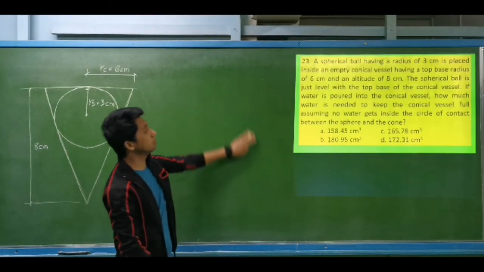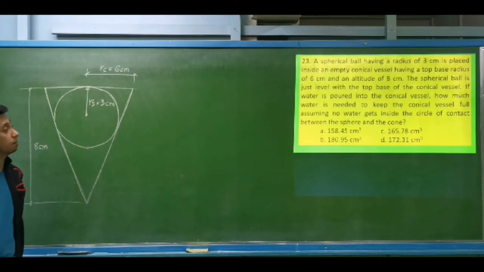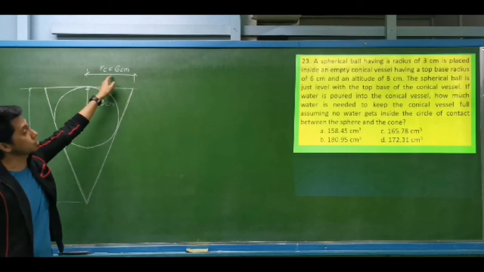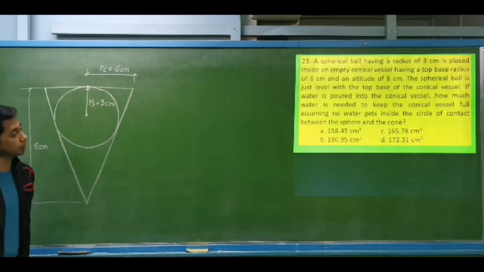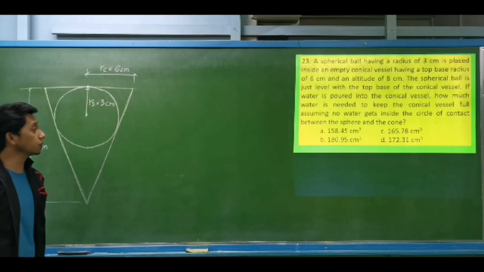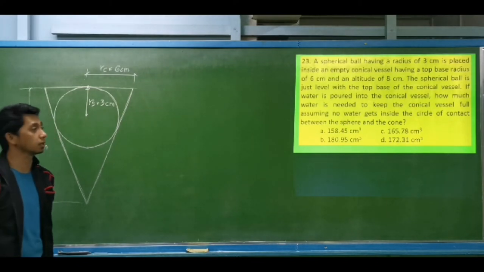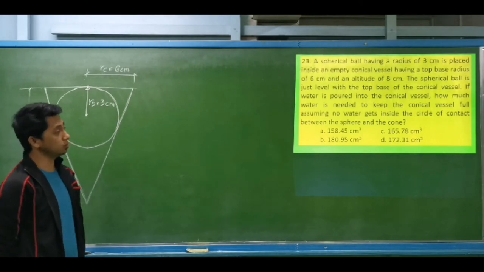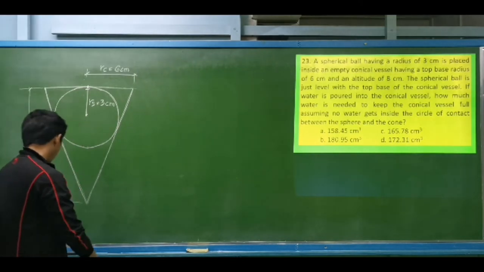Sabi niya dito, spherical ball having a radius of 3 centimeters is placed inside an empty conical vessel having a top base radius of 6 cm and an altitude of 8 centimeters. And the spherical ball is just level with the top of the conical vessel. If water is poured into the conical vessel, how much water is needed to keep the conical vessel full, assuming no water gets inside the circle of contact between the sphere and the cone?